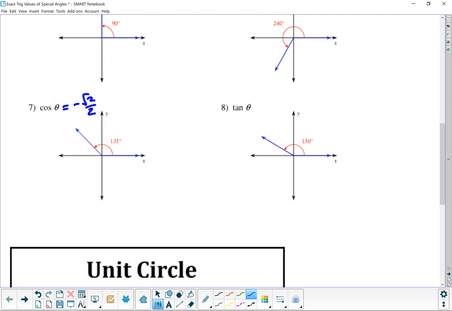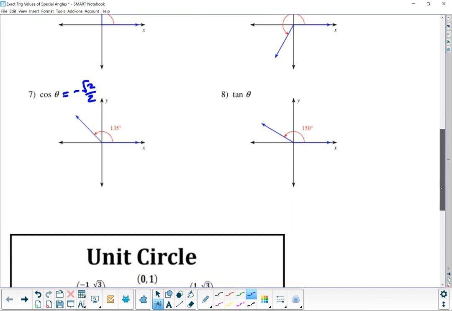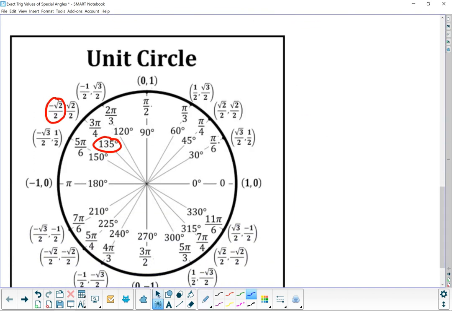A tangent of 150 degrees for number 8. So number 8, we got 150 degrees, and tangent is going to be the sine value. So I'm going to write that down, 1/2 divided by the cosine value, which is negative radical 3 over 2. This one's going to be a little bit special, right?